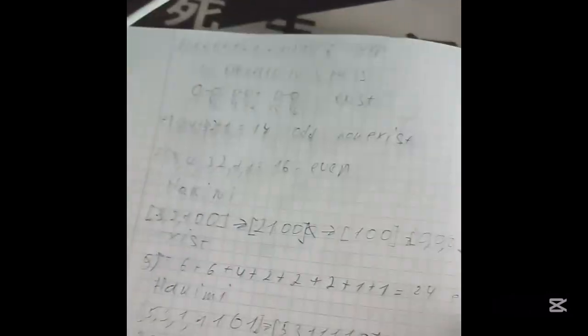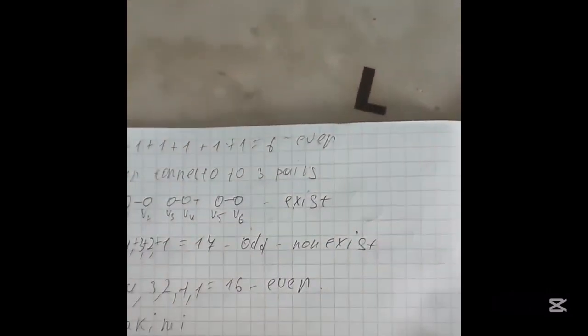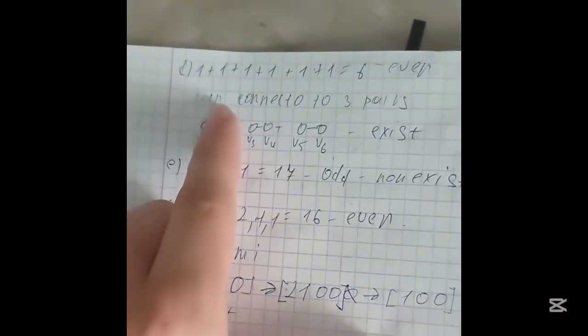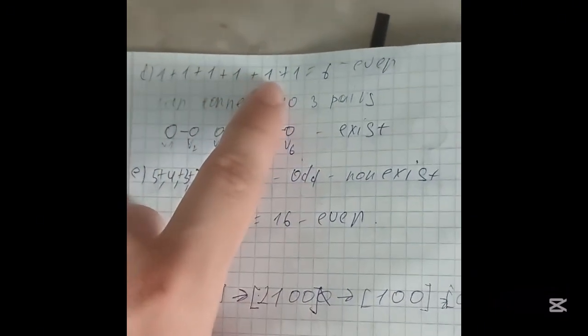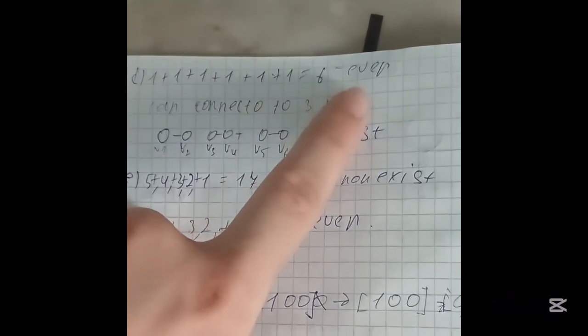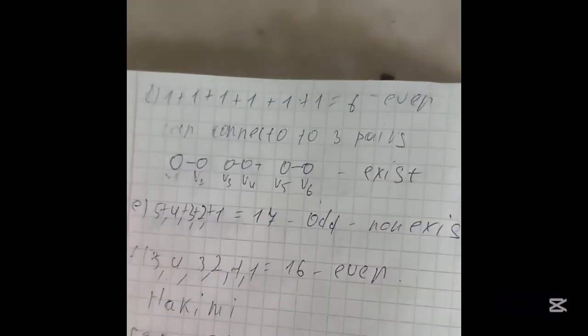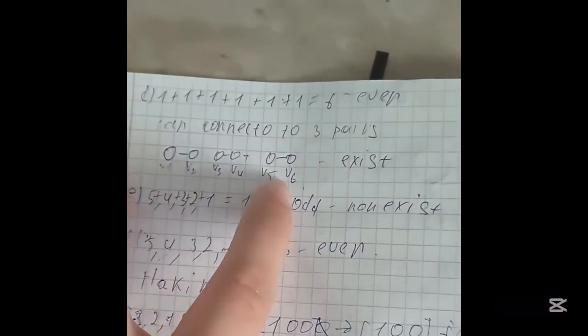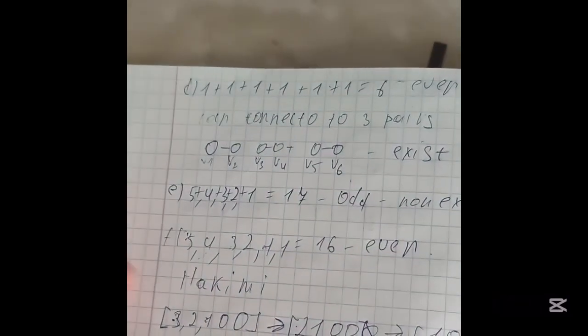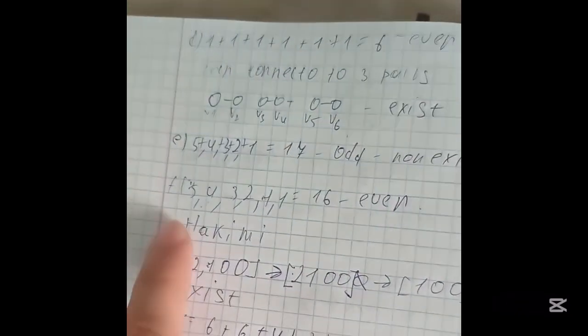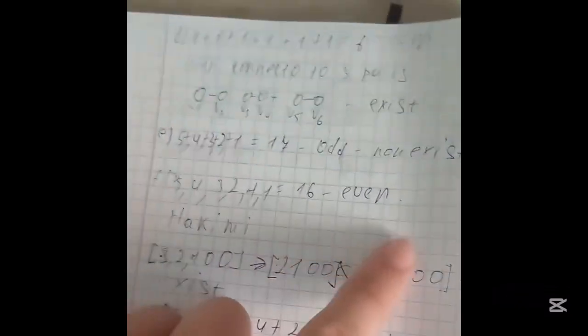Okay, this we have in the same algorithm. It's even. We have 6 pivots. It's even, and we can connect to 3 pairs. How I picture it. The rest because exist. 5, 4, 3, 2, 1 is odd, not exist.